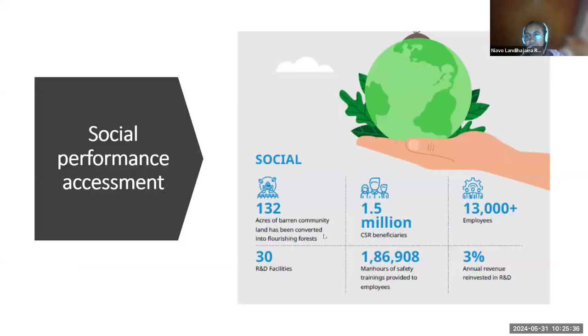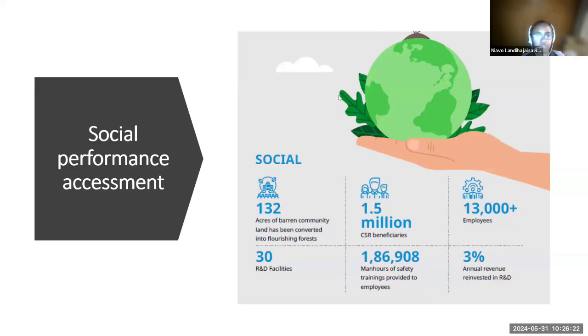You can follow. By implementing the social performance, the company has about 13 employees, 1,000 employees, and 133 acres of marine community land, 30 facilities, and 3% annual revenue reinvested in research and development.